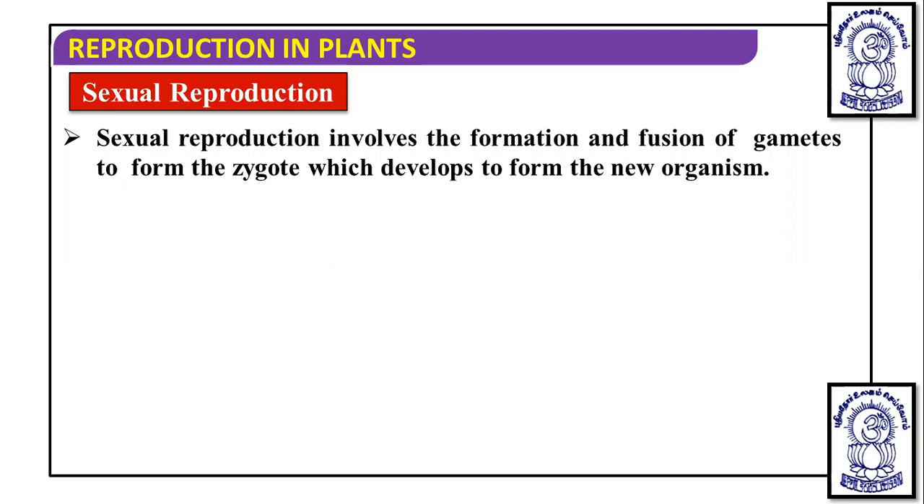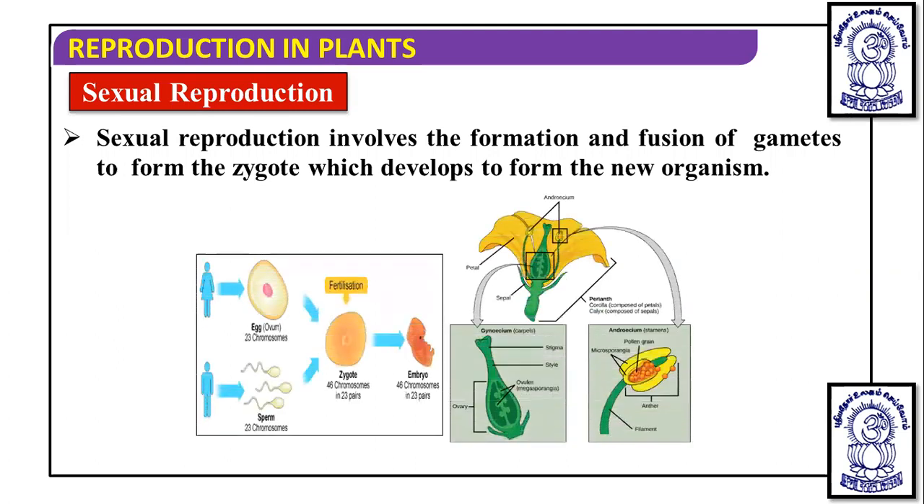When gametes get fused, they form a zygote. Later on, mitotic division will happen in the zygote and that will develop into the new organism. So if we want to study this whole event which is coming in sexual reproduction, we have to deal with all the phases in detail.